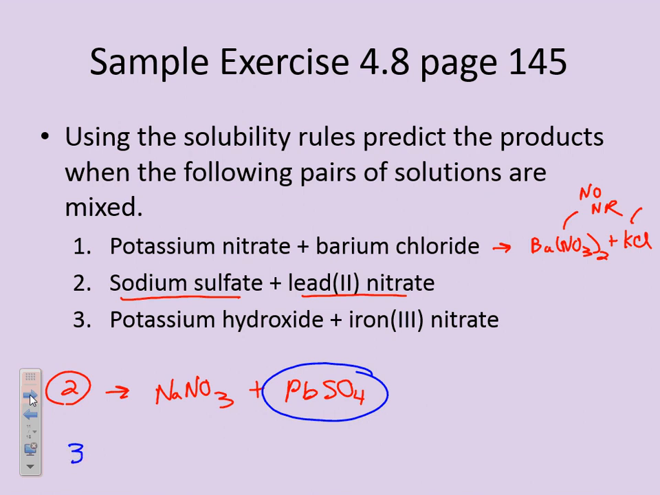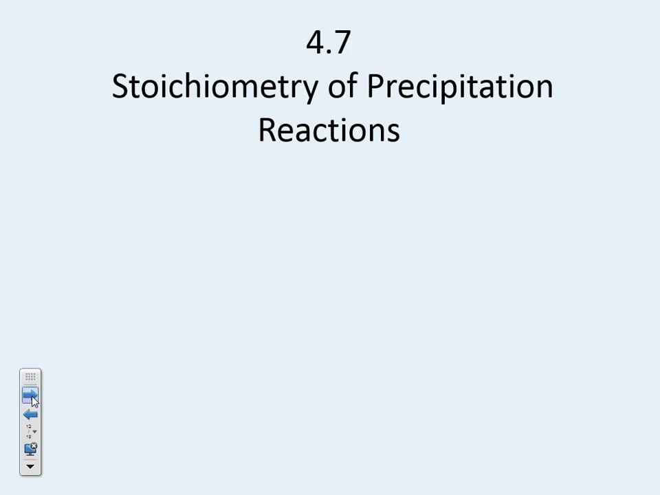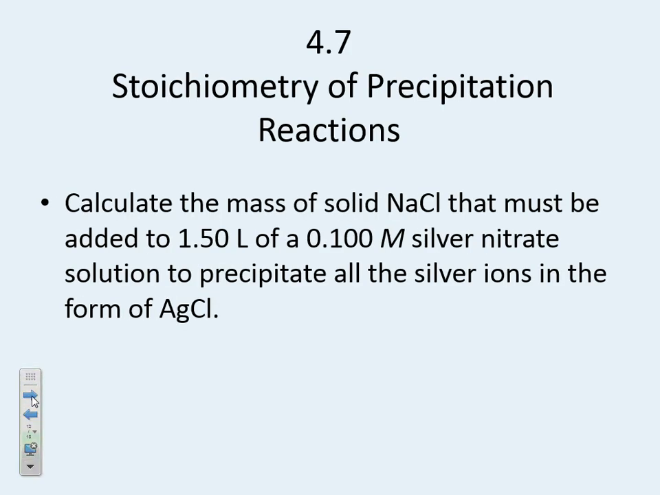Our next one is potassium hydroxide with iron 3 nitrate. We get potassium nitrate as a product plus iron 3 hydroxide, and we just worked with this. The iron 3 hydroxide is your solid. I encourage you to always check before you really believe you have these things memorized, but do work on memorizing your solubilities. So let's look at stoichiometry a little bit. We have a mixture of silver nitrate and sodium chloride, and we want to figure out how much sodium chloride we need to precipitate out all the silver ions.